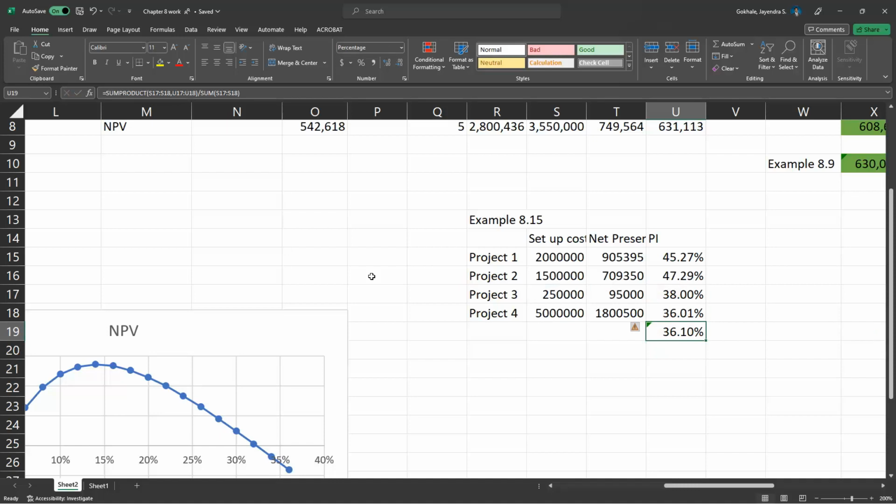So it's about 36.1%. And the reason why it's closer to 36% is because the fourth project is much bigger as compared to the third project. So even though the third project is more profitable, the overall profitability index is closer to that of the fourth. So if we have $5.25 million to deploy, it's probably better to do projects 3 and 4.